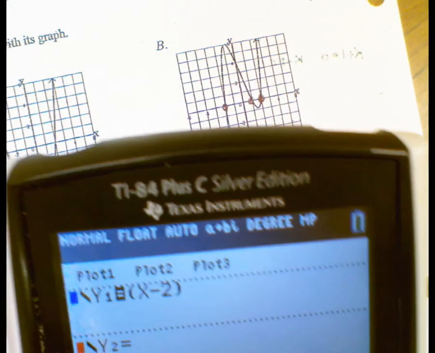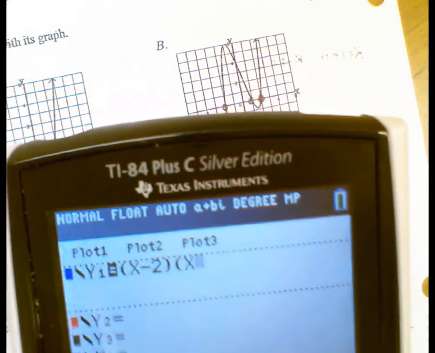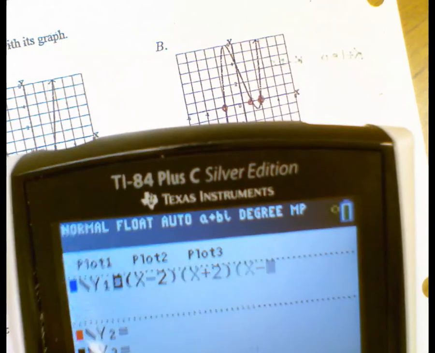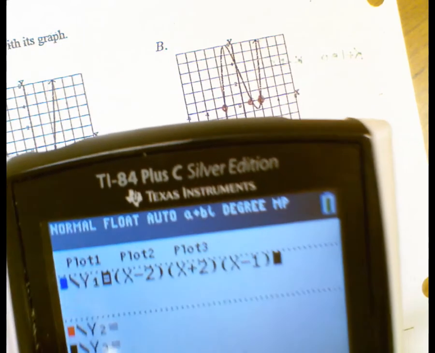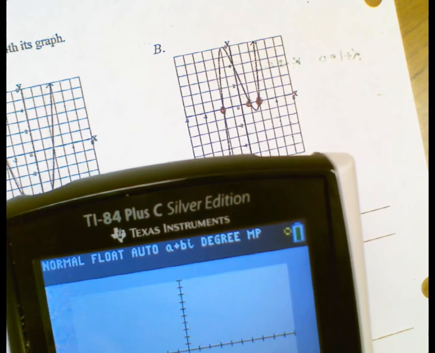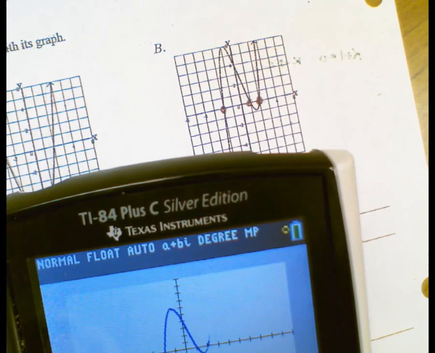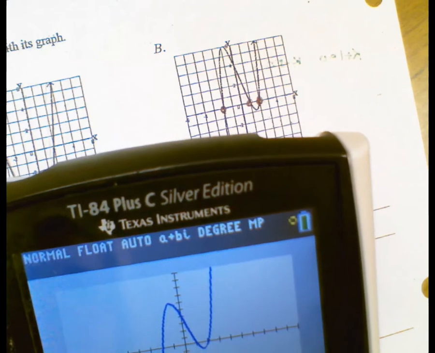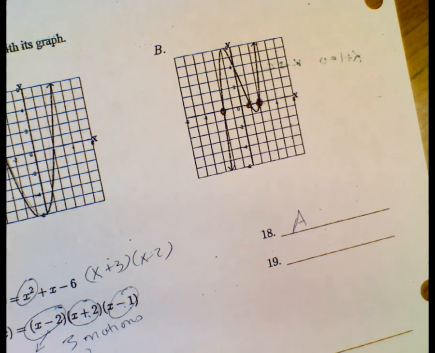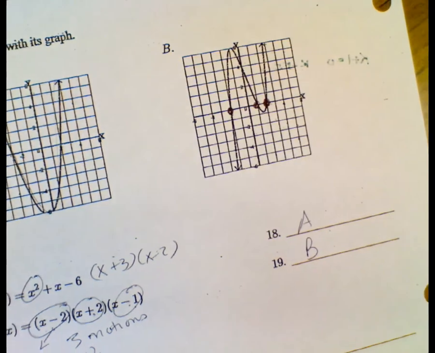So you got x minus 2, parentheses x plus 2, and parentheses x minus 1. So we're going to graph it, and this is called a cubic function because there are 3 x's present, and do you see how it crosses the x-axis? 3 times, 1 for each of the x's. So this is graph B.